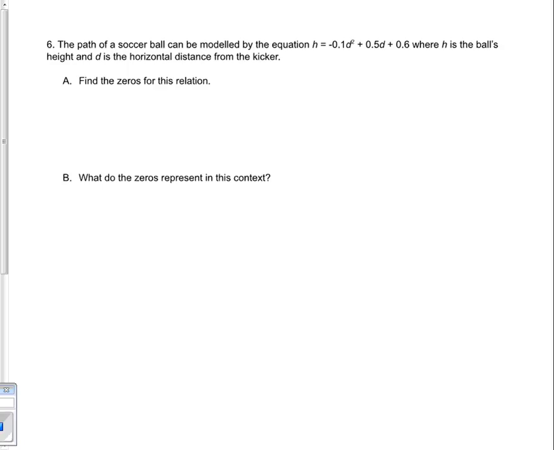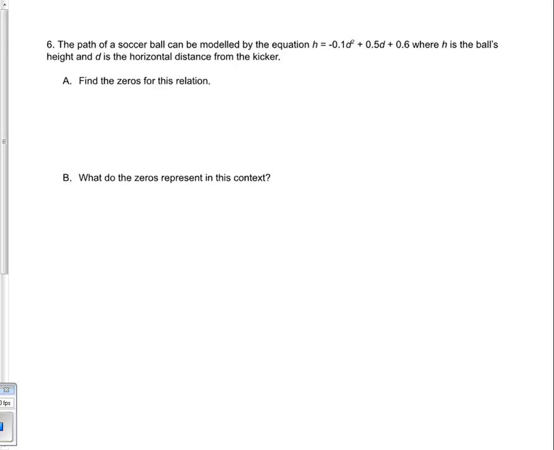Last thing we'll take a look at is trying to solve a word problem using quadratics. In this particular instance, it tells us that the path of a soccer ball can be modeled by the equation h is equal to negative 0.1 d squared plus 0.5 times d plus 0.6, where h is the ball's height and d is the horizontal distance from the kicker.